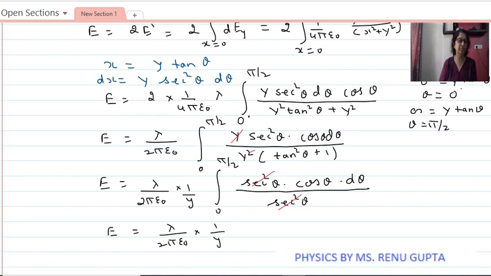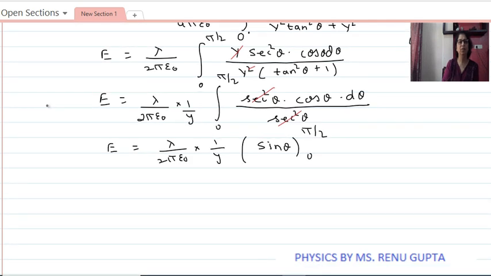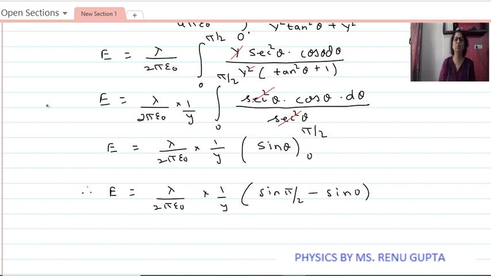Integration of cos theta is sin theta from 0 to pi by 2. Therefore, E is equal to lambda upon 2 pi epsilon 0 into 1 upon y, sine pi by 2 minus sine 0. Sine pi by 2 is 1, sine 0 is 0, so 1 minus 0 is 1. Therefore, E is equal to lambda upon 2 pi epsilon 0 y.